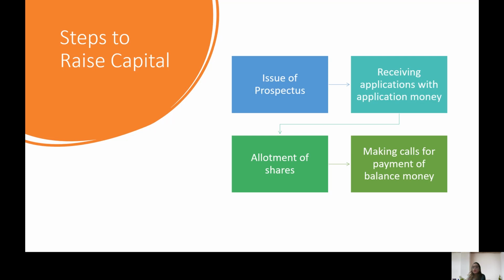shares. So now when the shares are allotted, the company will issue the letter of allotment to the shareholders, right? And after that, the company will make calls for the payment of the balance money.